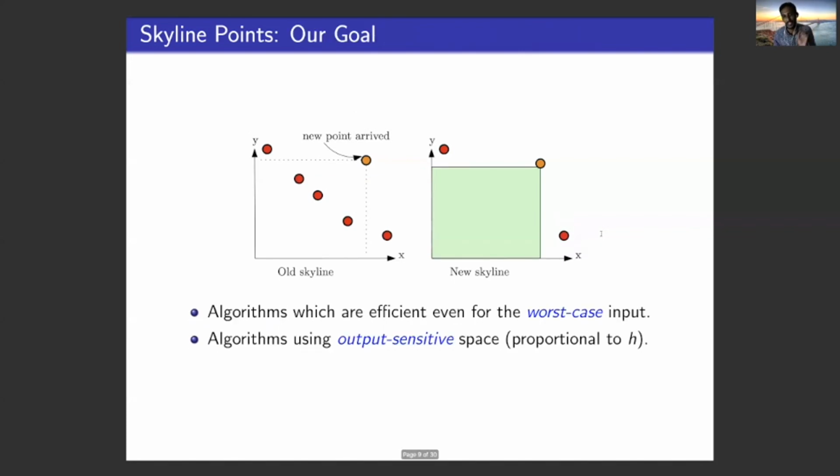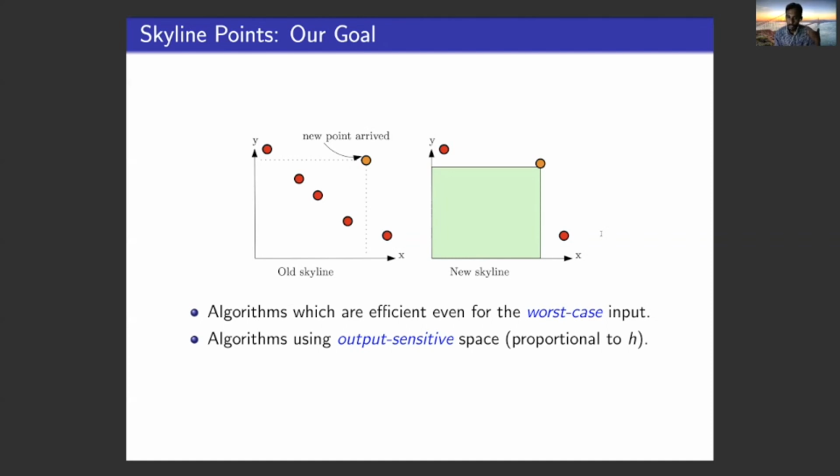So this algorithm sets the tone for what's the precise goal we have while designing our algorithms. The first one is that we want to design algorithms which are efficient even for the worst case input. Should work on all inputs. And the space occupied by these algorithms should be output sensitive, which means proportional to h. So that's a notation here. What does h mean? h means the output size, the number of Skyline points.